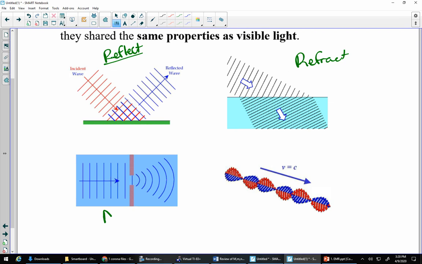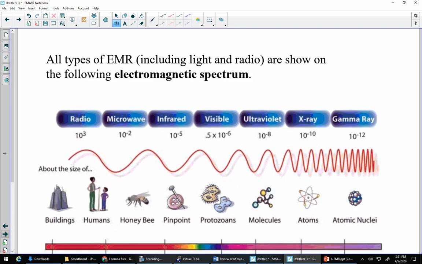And then they also diffract. So that's the bending and the spreading out of the wave as they pass through an opening or around a corner. And they also all travel at the exact same speed, the speed of light. So all of the same properties as visible light, which is crazy.